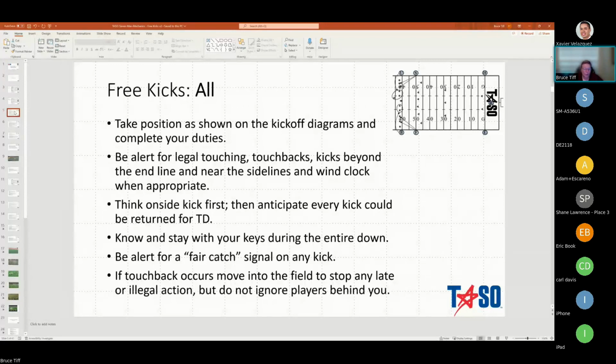You can really be a crew saver if you see an invalid fair catch signal given by the non-receiver, or if you see the receiver do one and maybe someone else didn't see it. So this is where having 7 folks out there can really help. Now, if we do have a touchback, we want to move to the field to stop any late or illegal action, but we don't want to ignore any players behind us. Sometimes we get a little extracurricular activity even on a fair catch and the touchback, so we want to get there and make a presence to shut that down.